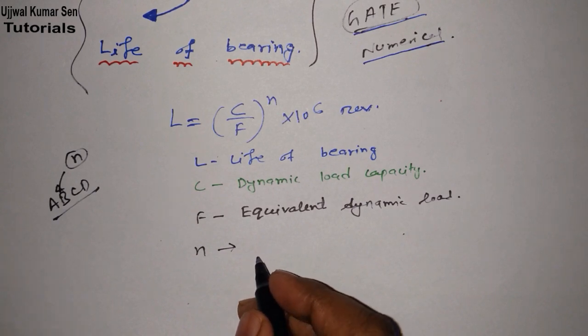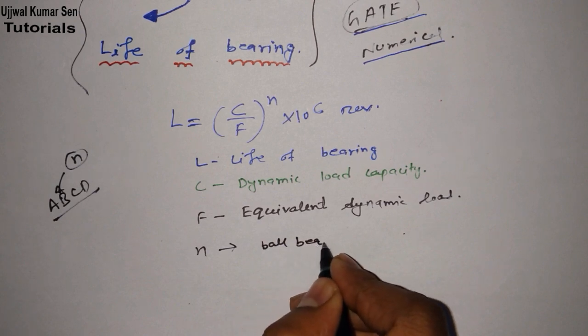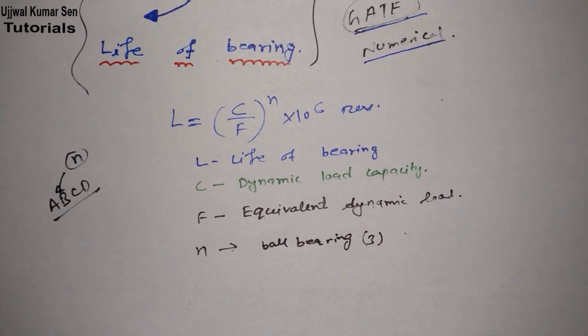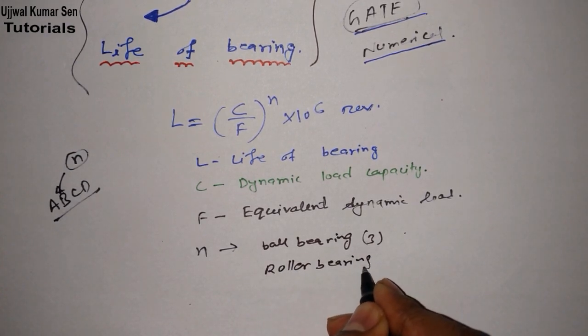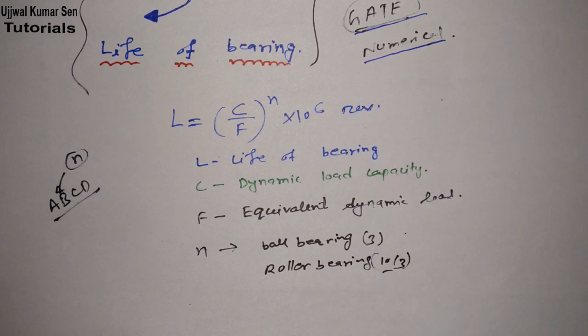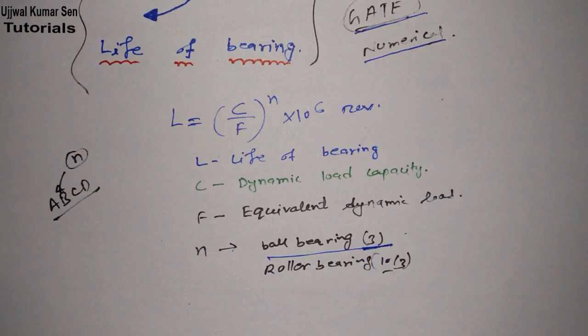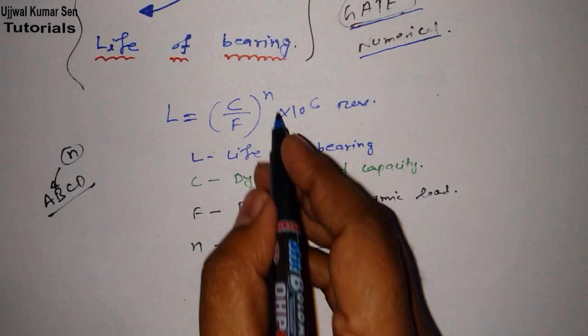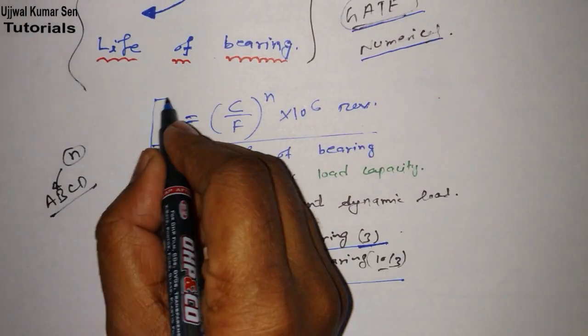So N depends on the type of bearing. If you are talking about ball bearing, N is 3, and in case of roller bearing, it's 10 by 3. In GATE, I have seen 2 questions in previous years, and they have asked ball bearing. If they ask roller bearing, then you have to use 10 by 3 in place of N. It is not a problem for you, because you will calculate it. So this is all about the formula, and the things in the formula.